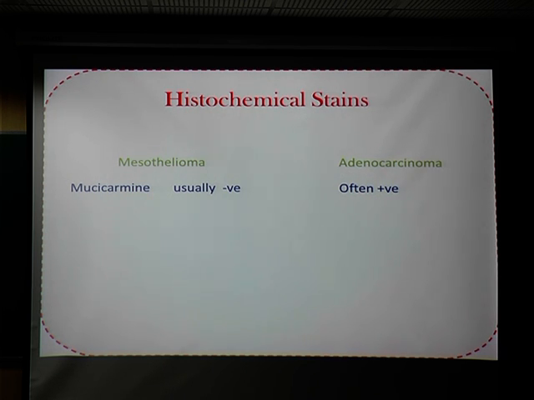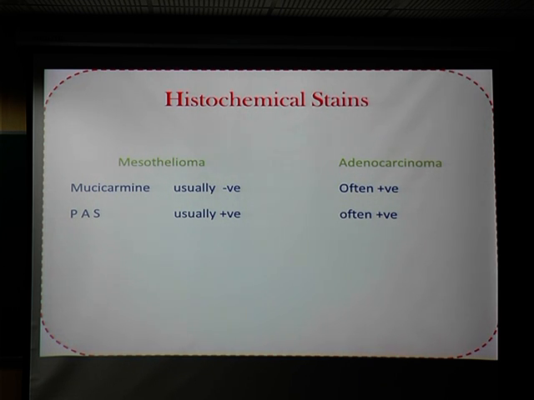Now, once mucicarmine is positive, it tells you two things: that for sure you are dealing with a second population of cells or an adenocarcinoma, and surely these cells are not mesothelial cells. It is that specific. You have another stain which is the PAS stain.